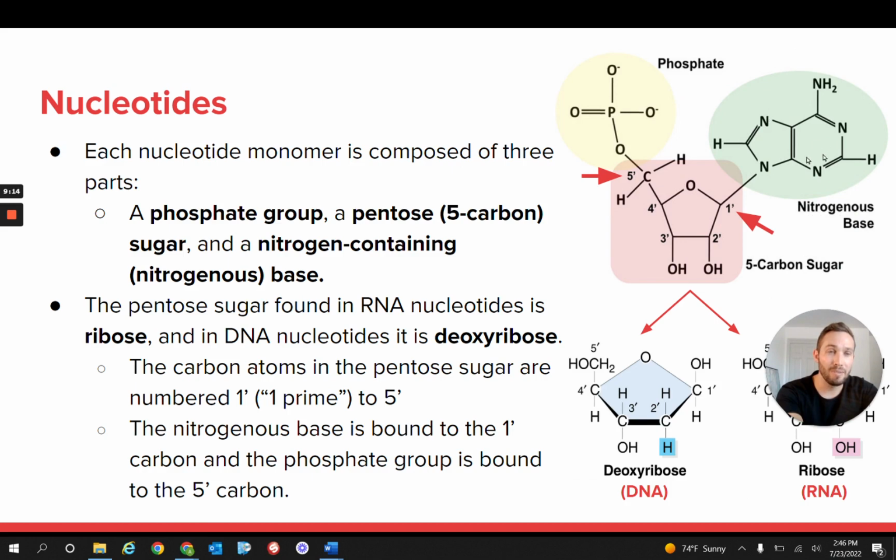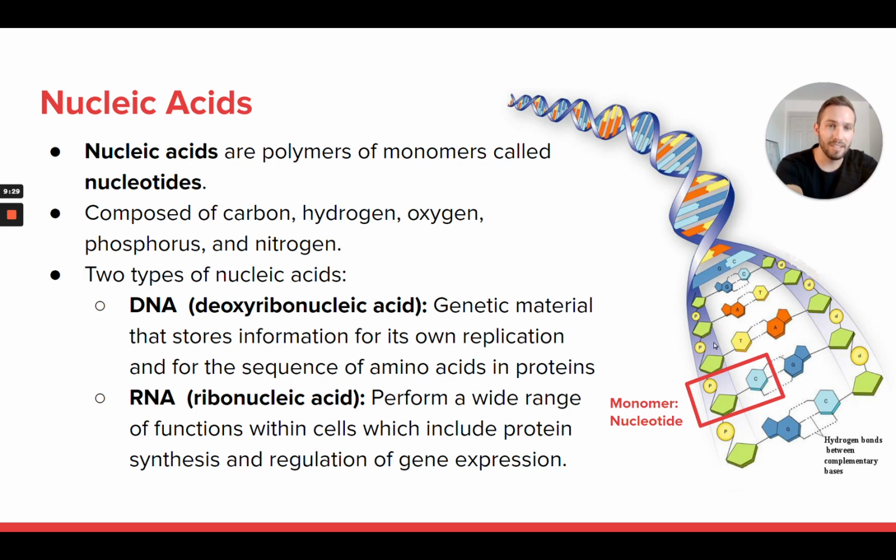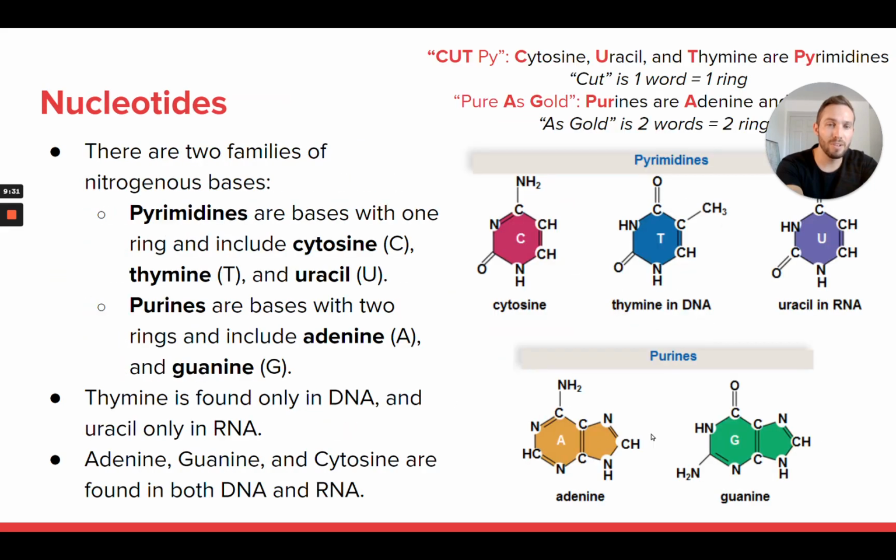But it's not always going to be a double ring. If I go back to this very first slide, here you can see that some of these nitrogenous bases have a single ring, this one has a double ring, this one has a double ring. And so some of these are purines, some of these are pyrimidines. So pyrimidines are the ones with 1 ring, purines are the ones with 2 rings.